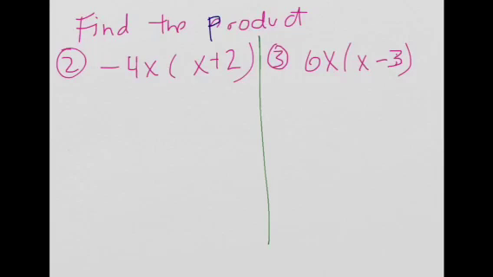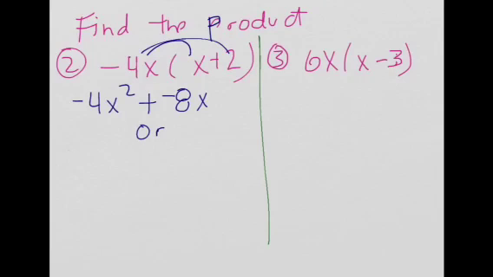Alright, now let's do our products. For product, that means multiplication, so we're going to need a rainbow. Negative 4x times x is negative 4x squared. And negative 4x times 2 is negative 8x. We have an or because we have an addition sign and a negative sign. So it's negative 4x squared minus 8x.